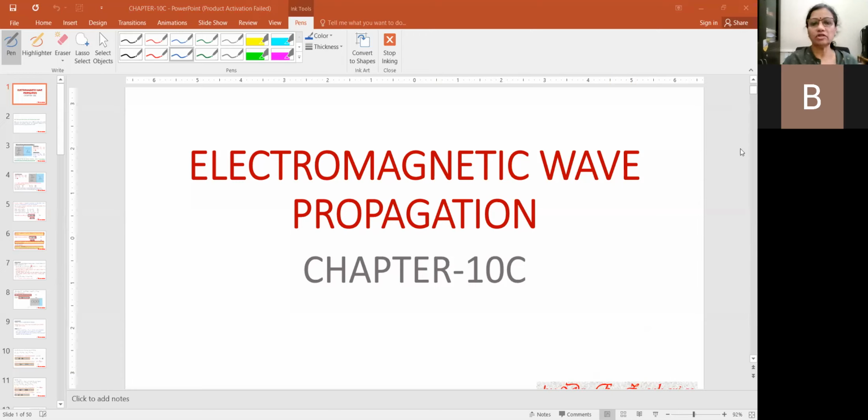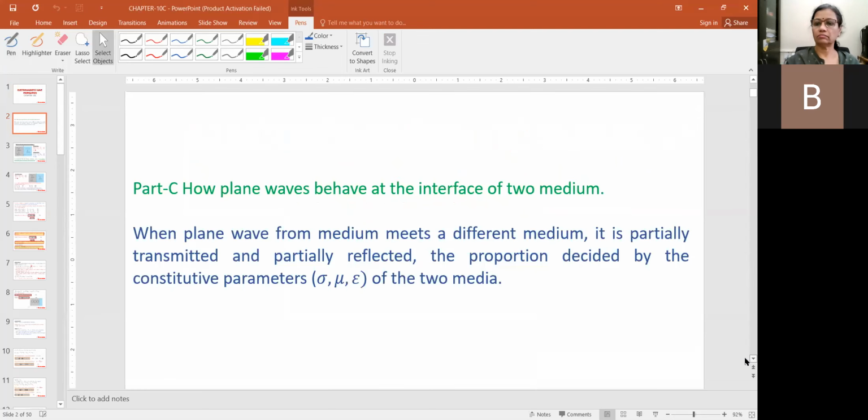Okay, so now we are on the third portion of this particular chapter number 10, and I have named it as 10C. In 10C, what we will discuss is how plane waves behave at the interface of two media. Till now, it was unbounded medium: how it propagates, whether it was losing energy, how the electric field and the magnetic field were interplaying, how energy is transported, what the polarization is. Now we will go to the border of two different media and see how it behaves.